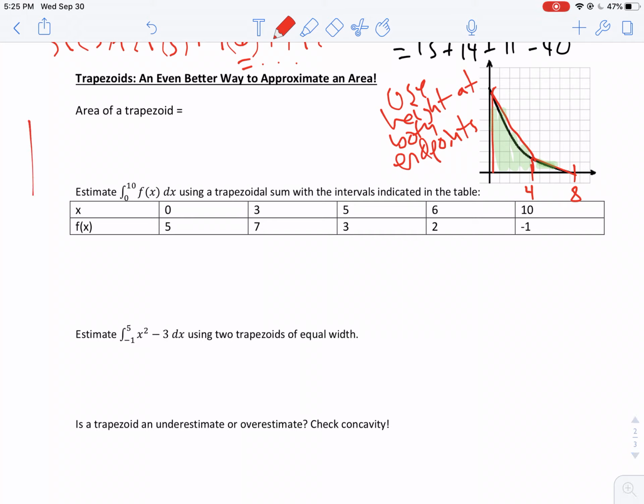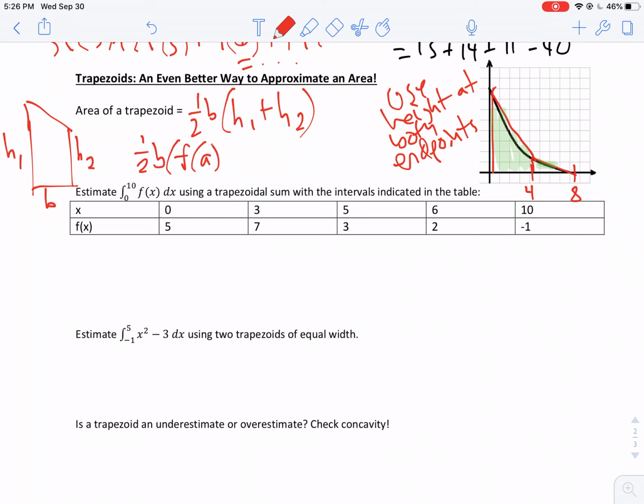So if you have a trapezoid that looks like this, that has just one base here, and then it has some height on one side and then some height on the other side, the way you find that area is you could do 1/2 times base times height 1 plus height 2. So you kind of take the average of the heights and then multiply it by the base. You might remember a slightly different formula from geometry if this was turned sideways, but this will work fine in this case. So in our case, it's going to be 1/2 times the base times the height at the left endpoint plus the height at the right endpoint.